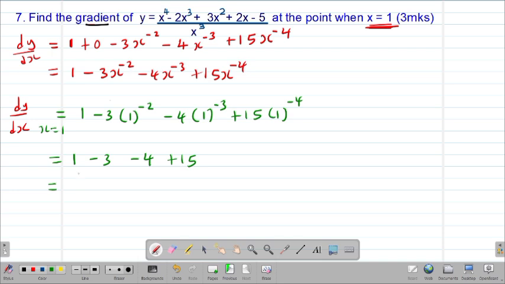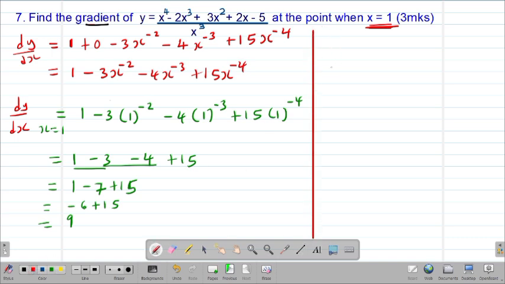So this will be equal to 1 minus 3 minus 4, then plus 15. Of course this will give me 1, this 2 will give me negative 7, then plus 15, which will be negative 6 plus 15, which clearly will give me 9. Therefore, the gradient, that is dy/dx, is equal to 9. Therefore, the gradient when x equals 1 will be equal to positive 9.